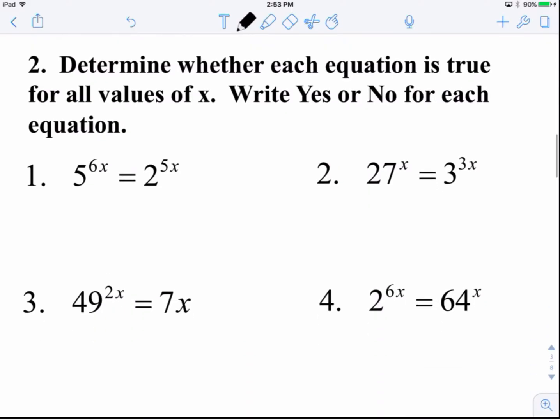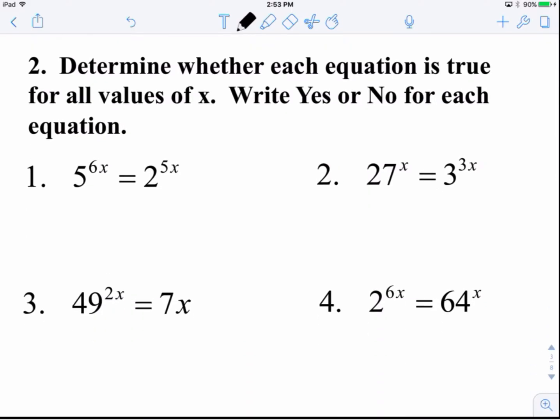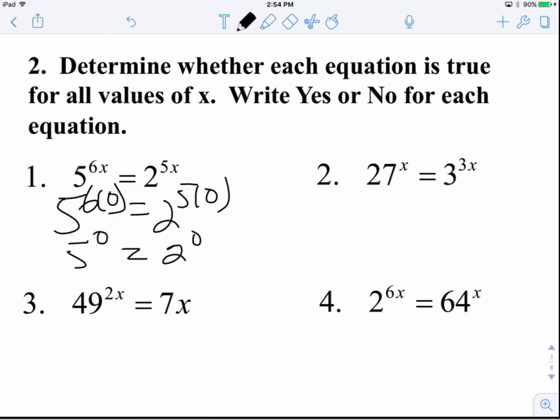Number 2, determine whether each equation is true for all values of x. Write yes or no for each equation. So for number 1, in order for this to be true, x must be a 0. So we have 5 to the 6 times 0 equal to 2 to the 5 times 0, and this is 5 to the 0 power equal to 2 to the 0 power. So 1 equal to 1. So this is only true when x is 0, not all values. So the answer is no.